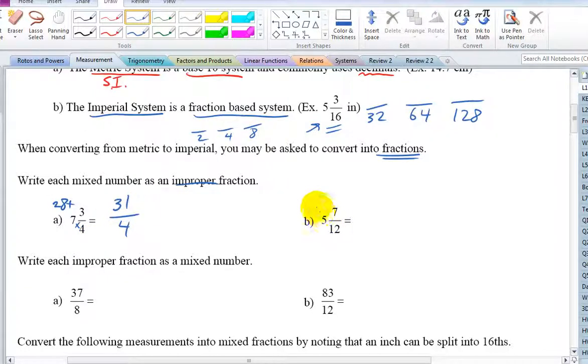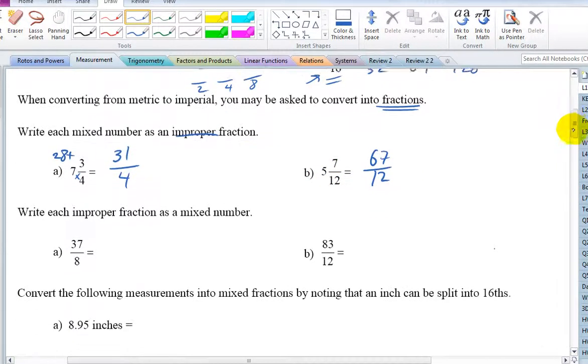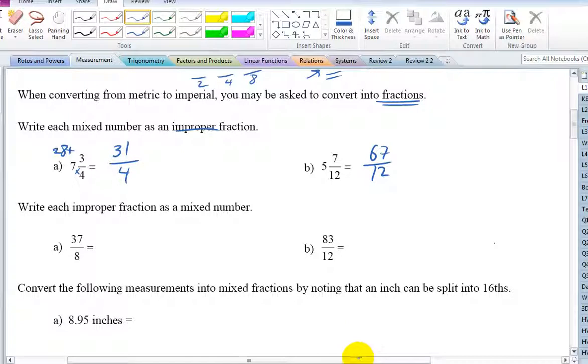Okay, for B, you have 5 groups of 12. So what is that fraction as an improper fraction? Convert it. 67? And the class says yes. Good. Moving on. Going the other direction now.